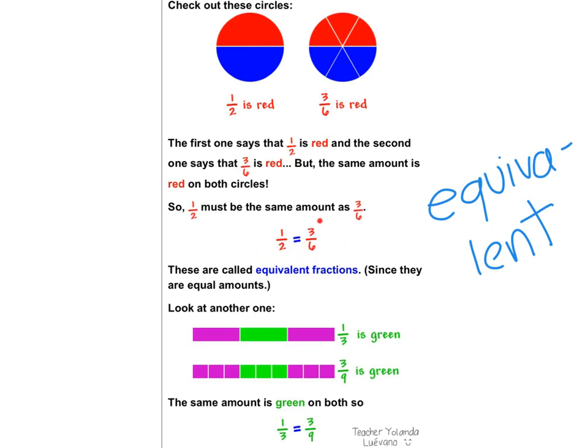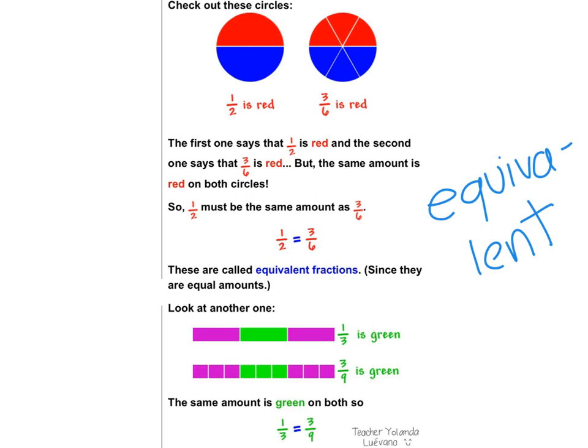How can we verify this? Because they are multiplied by 3. 1 times 3 is 3. 2 times 3 is 6. These are called equivalent fractions since they are equal amounts.